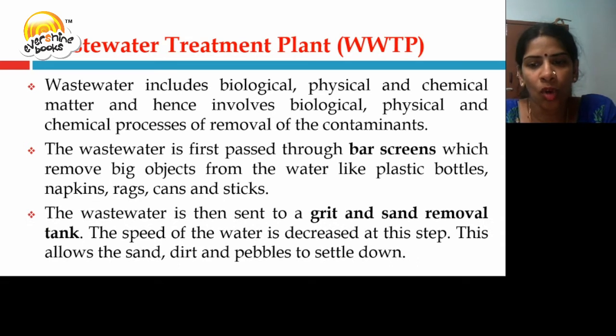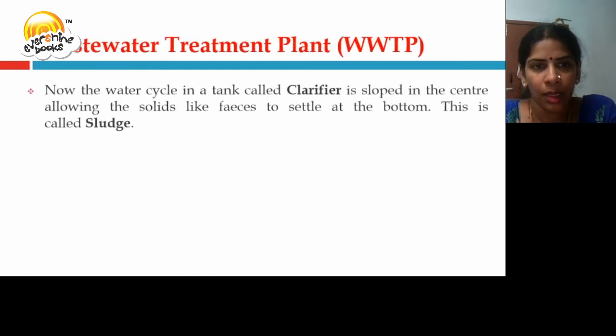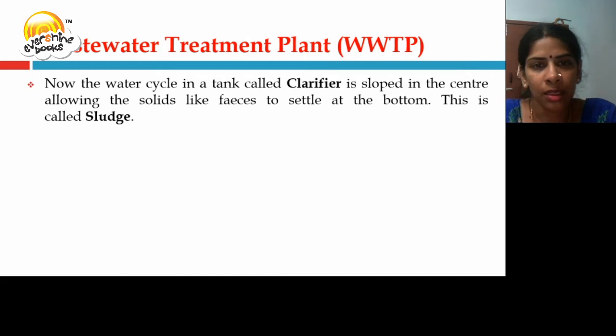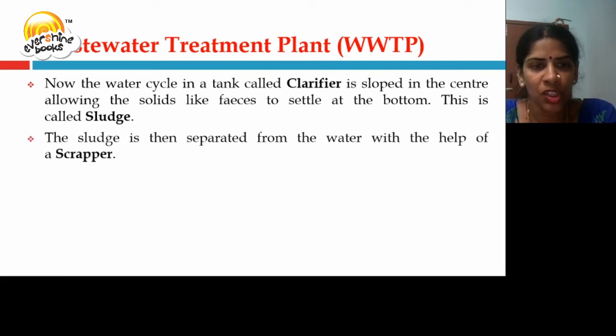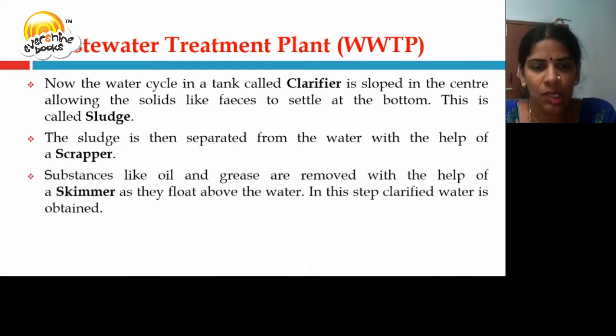The second step is the removal of grit and sand. The wastewater is then sent to a grit and sand removal tank. The speed of the water is decreased at this step because there is a need for the sand, dirt and pebbles to settle down. The third step is that the water circulates in a tank called a clarifier, which is sloped in the center, allowing solids like feces to settle at the bottom. This is known as sludge. The sludge is then separated from the water with the help of a scraper, which is the fourth step. The fifth step is a skimmer. Substances like oil and grease are removed as they float above the water. In this step, clarified water is obtained.